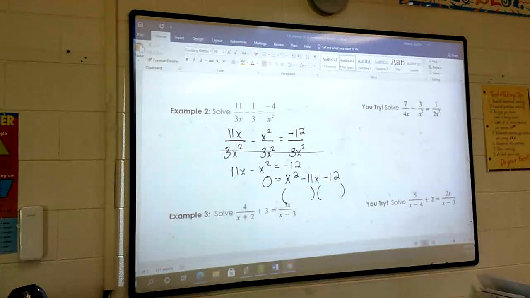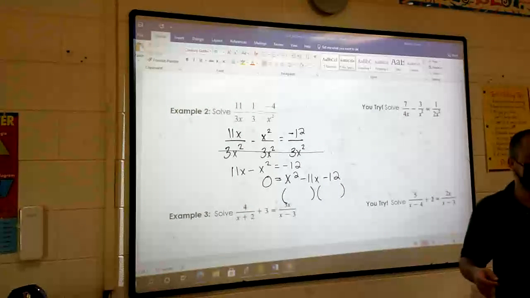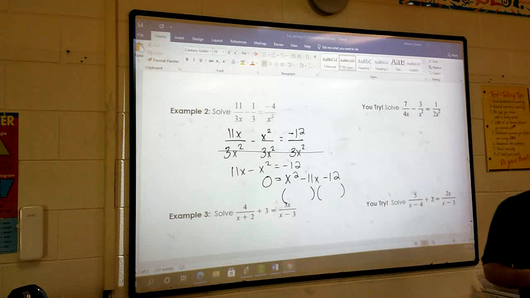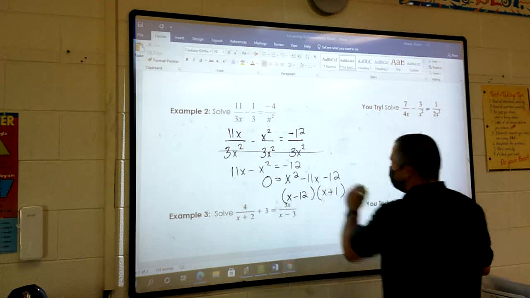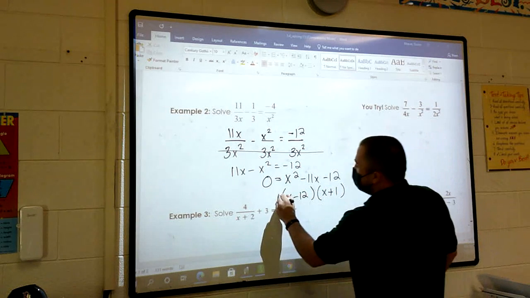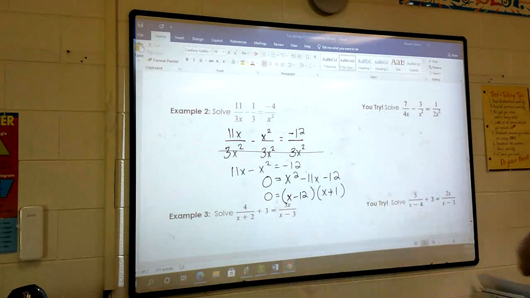Now, what two numbers multiply to give me negative 12 and add to give me negative 11? It's easier than you think, right? What two numbers multiply to give you negative 12 and add to give you negative 11? Yeah, a negative 12 and a positive 1, right? So x minus 12 and x plus 1. Now, both of those are equal to 0. So we factored it. It wasn't hard to factor. Two numbers that multiply to give you negative 12, add to give you negative 11.